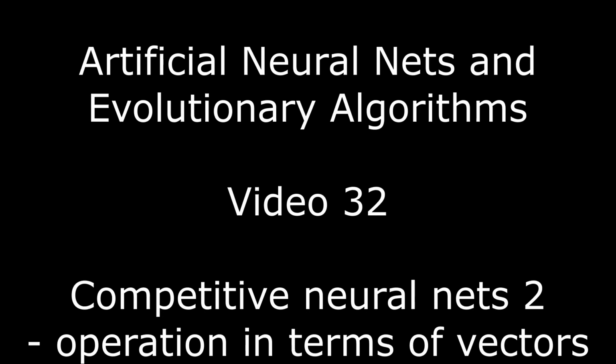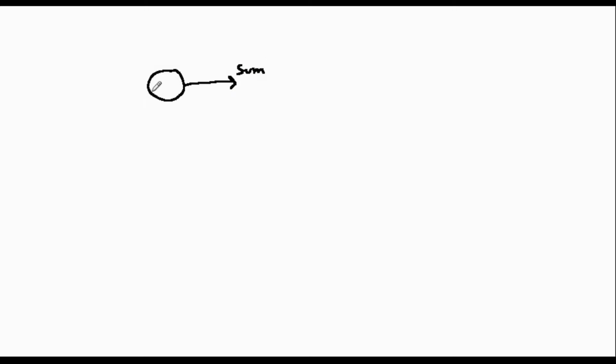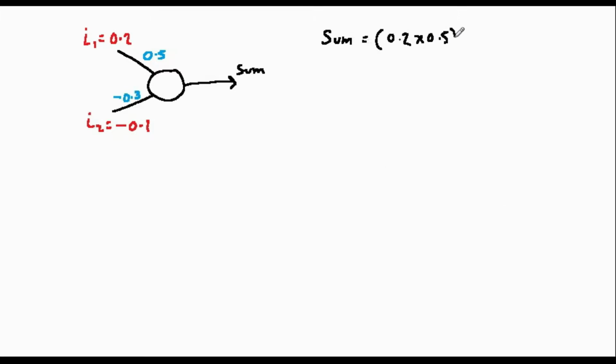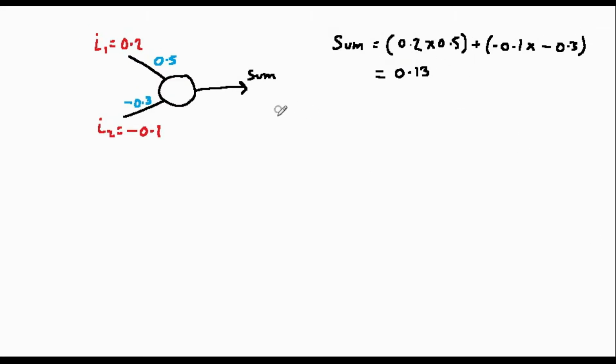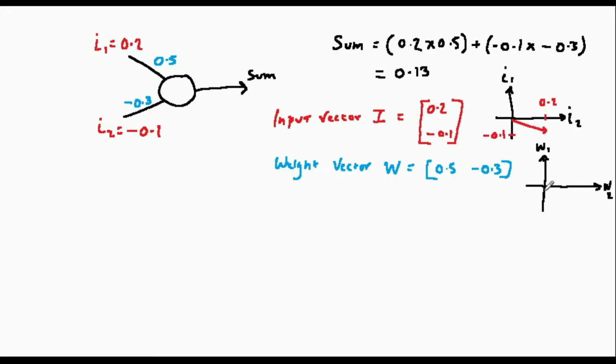To help us understand competitive neurons better, it's useful to look again at neuron operation, but from a slightly different perspective than we did before. You might remember that the inputs to the neuron form a vector, as do the weights. For example, consider the two-input neuron now shown on the screen. Before the squashing function is applied, the result can be calculated as shown. The input and weight vectors are also shown in vector format.